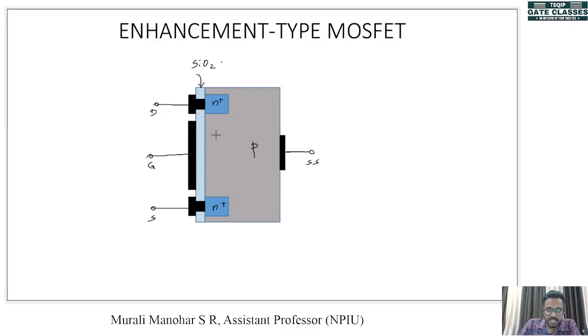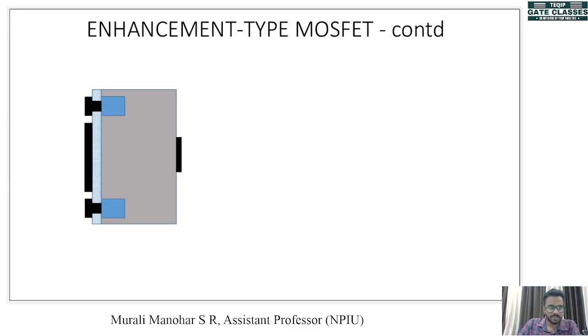Now since there is no channel here, the operation is different. We need to enhance a channel there. We need to make a channel there by applying appropriate voltages between gate and source. Okay. So shall we see how it is biased, and after that we can see the operation. So this is our enhancement type MOSFET. Here we have our gate, drain and source.